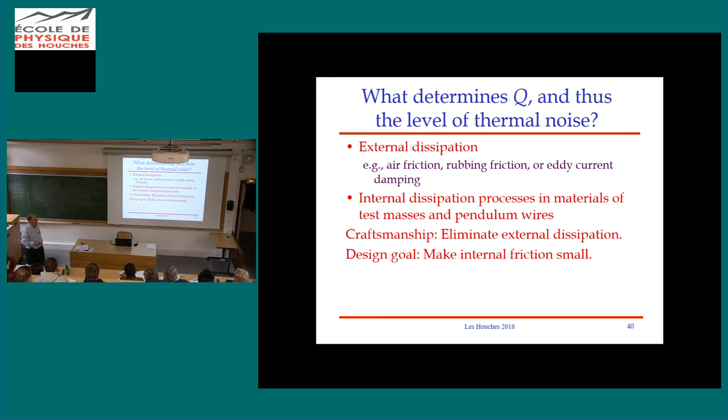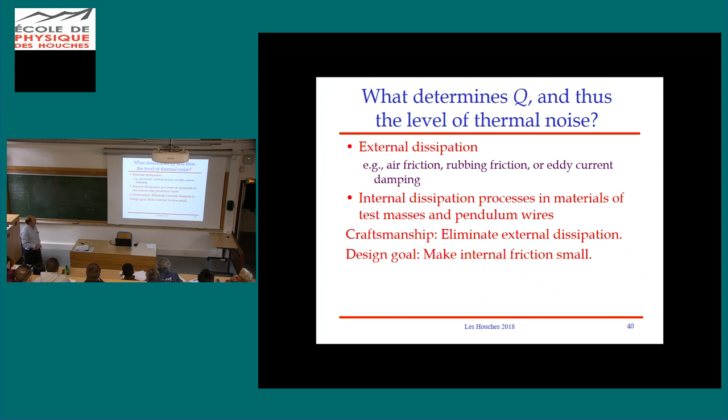Like if we didn't sufficiently pump the air out of our vacuum chambers, or if we let pendulum wires rub in a clamp, or if there were strong magnetic fields next to conducting test masses and their eddy current damping, we could ruin our prospects. But we know that, and so we won't, okay? Any good craftsmanship eventually finds and eliminates all such excess external dissipation from our systems, and we're left with internal friction in the properties of elastic materials out of which our apparatus is made.